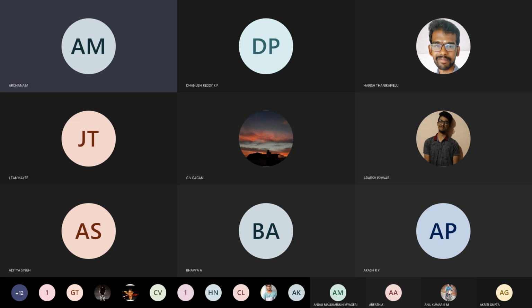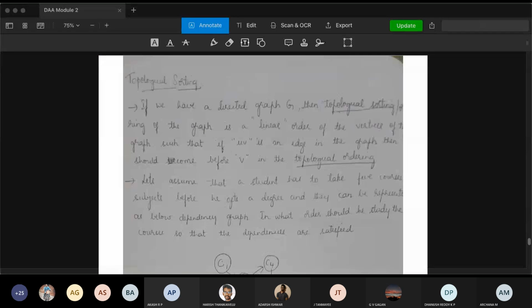Okay, can you see the screen now? Yes, ma'am. Okay, now look here. This one. What is this? Look here. Topological sorting. Yarado, mute yourself. Who is that?